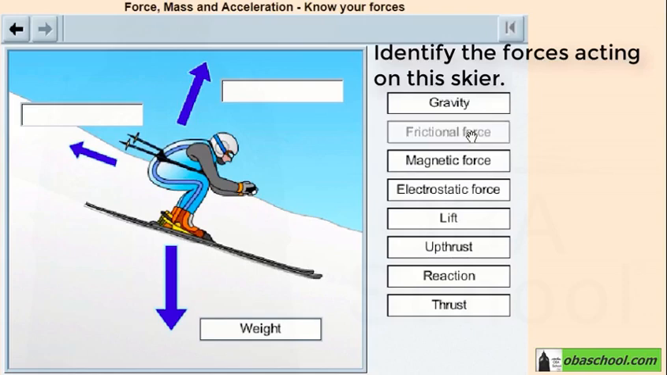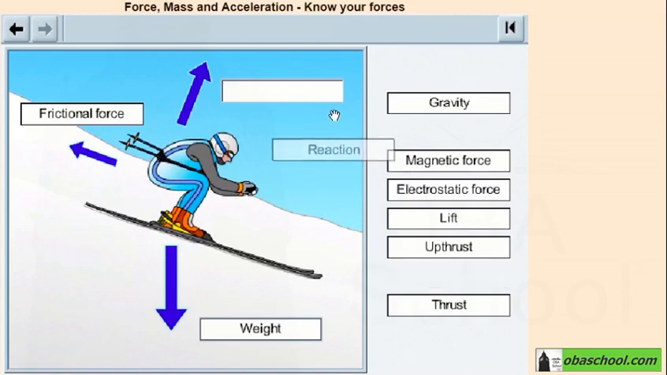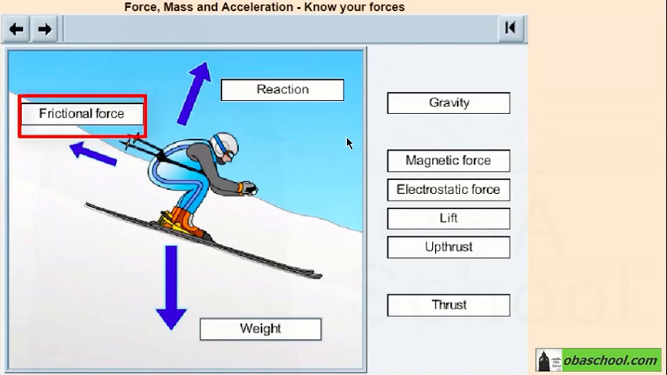So we have the frictional force opposing the skier's motion, and the upward force is the reaction force. Recall that the frictional force is one of the forces that oppose motion. For example, the force between two surfaces and the force on an object moving through a gas or liquid fluid is the drag or air resistance, and the reaction is the force between two bodies in contact.